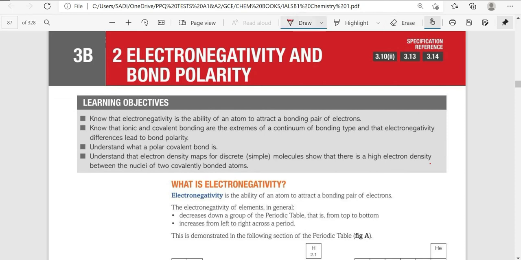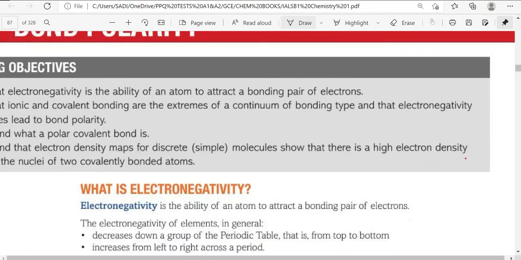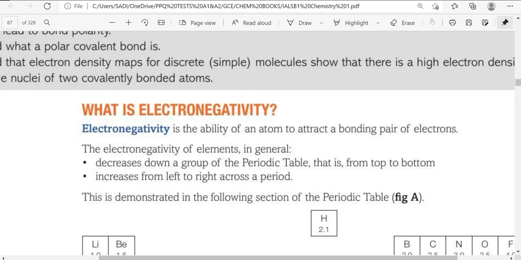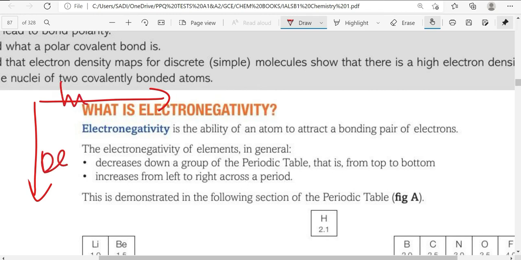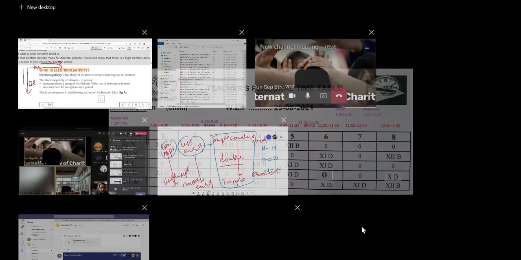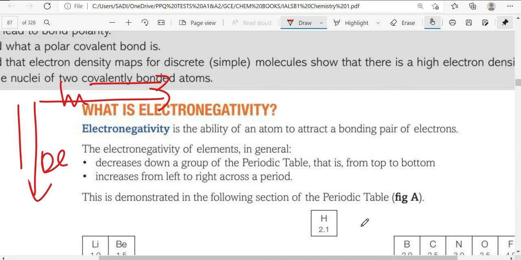So when we are talking about the electronegativity, let me zoom in a little bit. The electronegativity of elements in general decreases down a group of the periodic table, that is from top to bottom. So every group, top to bottom, there will be a decrease. But when you move across, the non-metals, especially the halogens, are highly electronegative. So there's an increase across the period, and a decrease down the group. Okay, so that's what we have for the electronegativity.